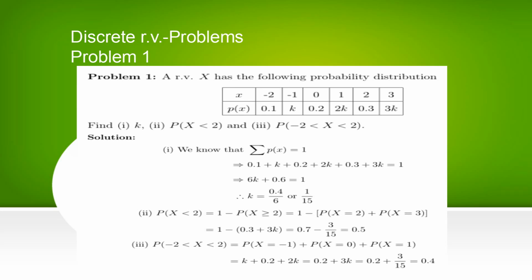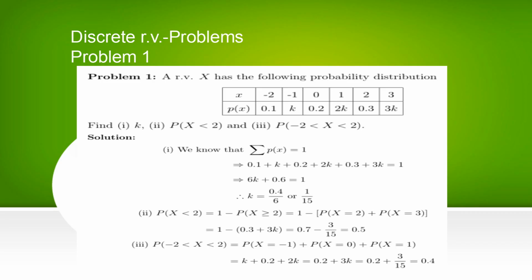Problems based on discrete random variables. Problem 1. A random variable x has the following probability distribution. X takes the values -2, -1, 0, 1, 2, 3 and the corresponding P of x values are 0.1, k, 0.2, 2k, 0.3, 3k. Find k, P of x less than 2, and P of -2 less than x less than 2.